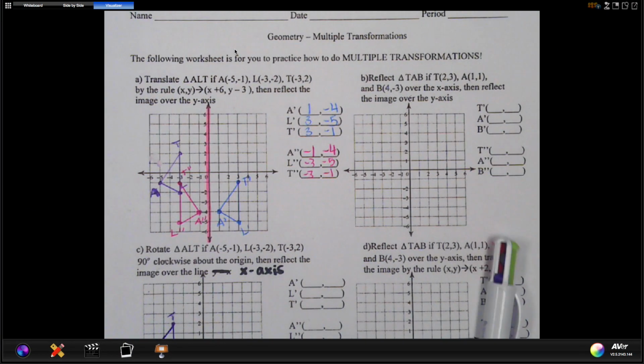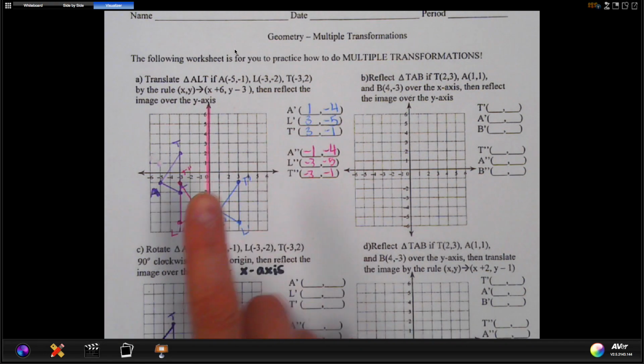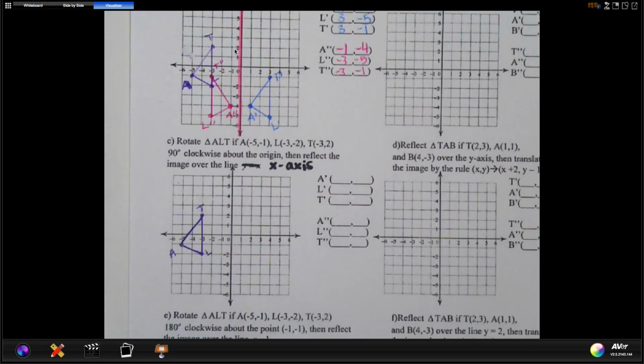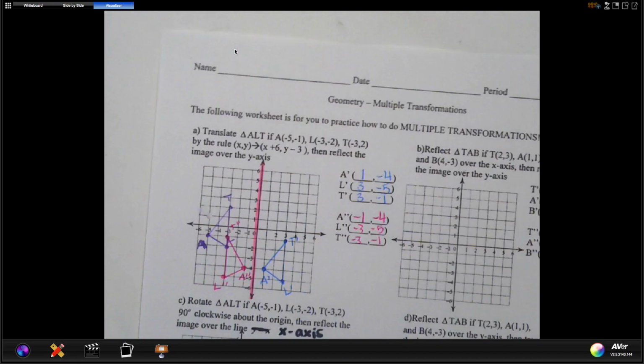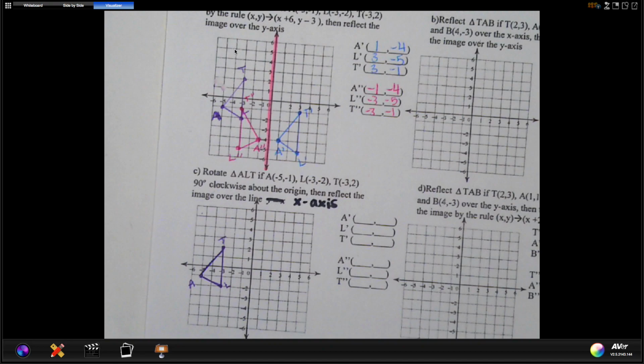Okay, I decided that we probably better make another video to help with the homework for the multiple transformations, just to make sure everybody knows how to do this. So, we've already done number one in the first video. Let's move on to number one, I'm sorry, A in the first video. Let's move down to C for some help.